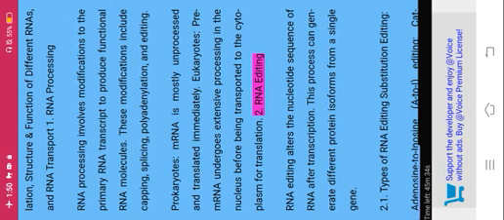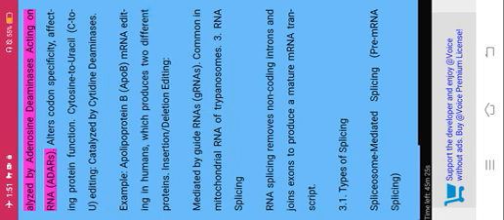2. RNA editing. RNA editing alters the nucleotide sequence of RNA after transcription. This process can generate different protein isoforms from a single gene. 2.1. Types of RNA editing. Substitution editing. Adenosine to inosine, A-to-I editing, catalyzed by adenosine deaminases acting on RNA, ADARs.